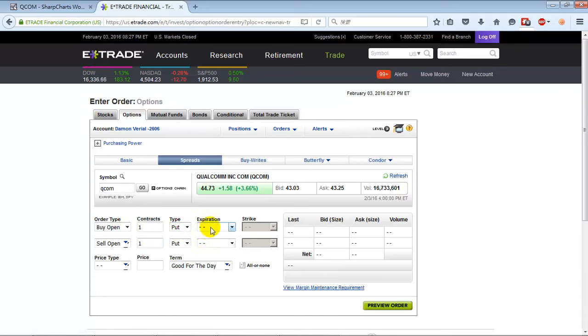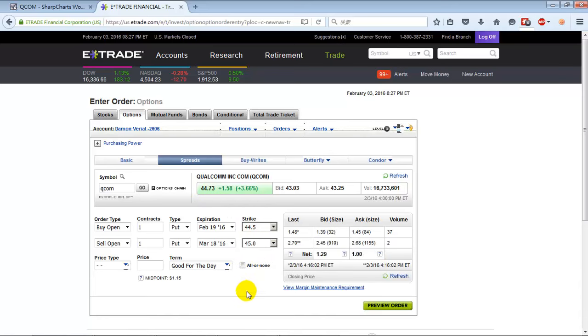Okay. Expiration date, when you buy and sell to open, you want the bought expiration date to be further out. So I'm going to choose February, and I'm going to choose the sold one to be March. That's the only difference between these two options. The strike price is going to be the same, and the closest strike price right now is 44.5. So once you've got that in, it's going to tell you the midpoint. It's going to cost about 115 bucks to open this position. That's what you put your order in for.